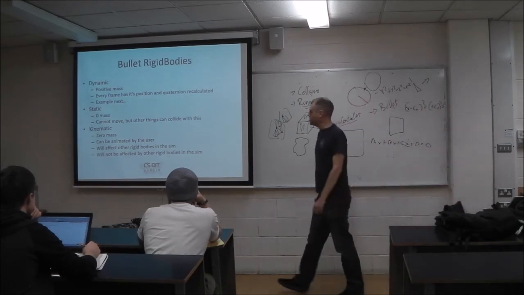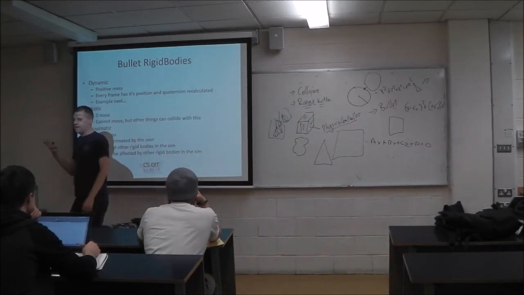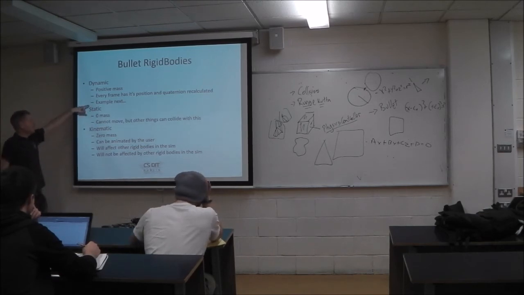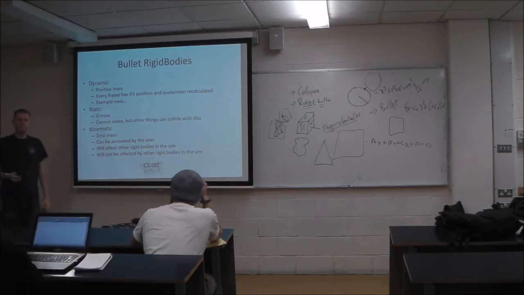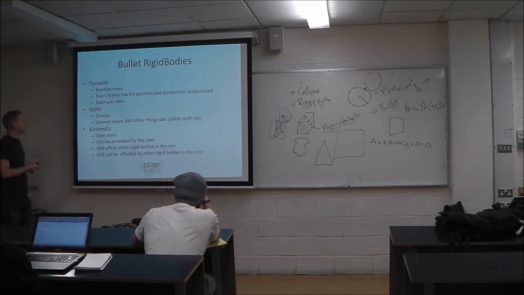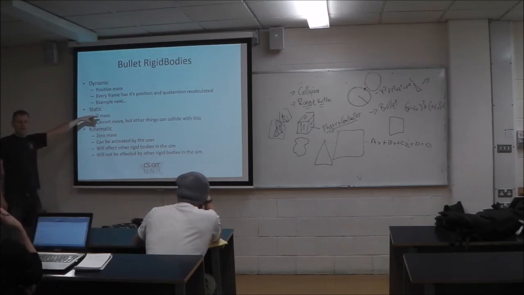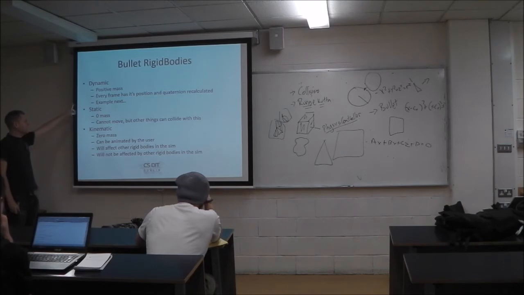When you're making rigid bodies in Bullet, there are three types of rigid bodies you can make. Type number one is called a dynamic rigid body. And a dynamic rigid body is basically any old rigid body that things can interact with, and that will respond to other things in the scene. So for example, if you wanted to have a barrel in your scene that could explode, that has mass, that's an example of a dynamic rigid body. Okay, so anything that can interact with and that you can interact with. It has a positive mass, and every frame its new position and quaternion is going to get calculated based on what forces are applied to the object.